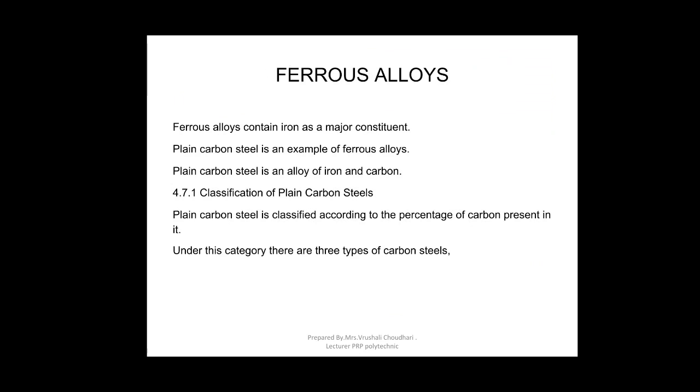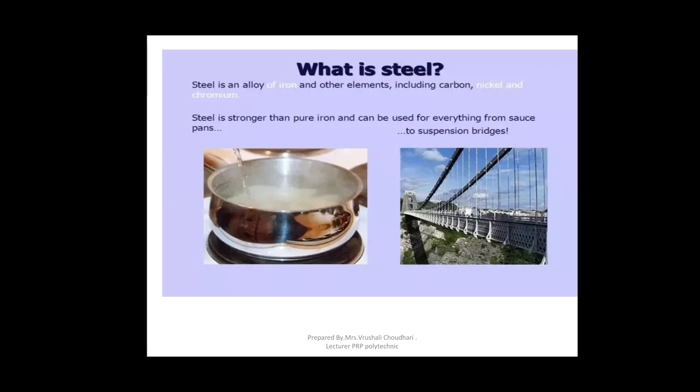Ferrous alloy. An alloy which contains iron as a major constituent is called a ferrous alloy. Plain carbon steel is an example of a ferrous alloy. Plain carbon steel is classified into three types. What is steel? It is an alloy of iron with other elements, including carbon, nickel and chromium.